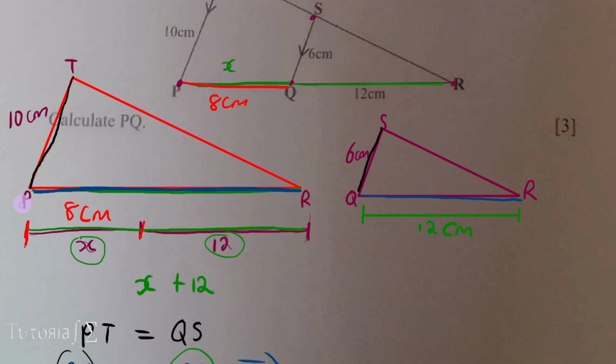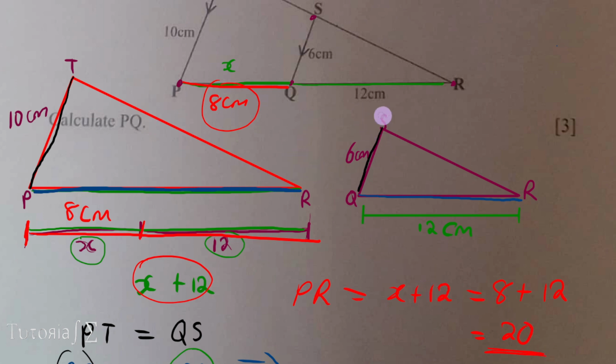Additionally, we can find the length of PR. So PR, remember PR is equal to this, which is X plus 12. So we know what our X is. Our X is 8. So we just say 8 plus 12. And this would give us 20 as our answer. So that is how you approach questions like this.